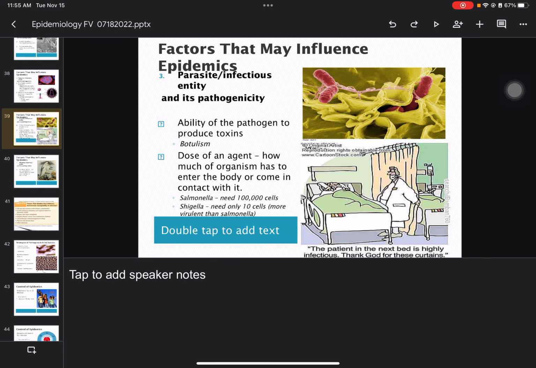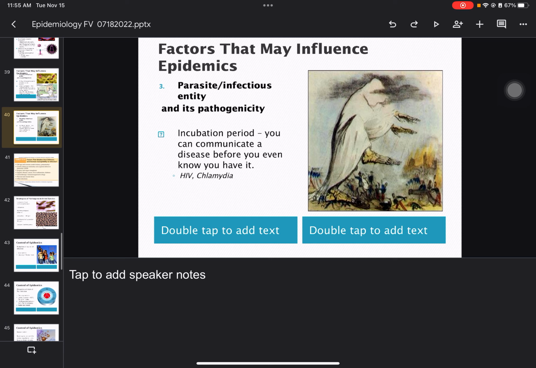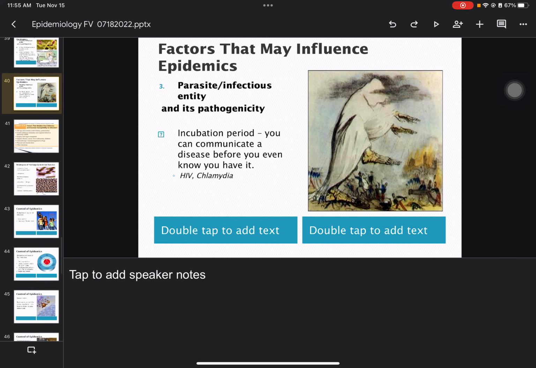So its ability to produce toxins, and the number or the dose of an organism you come in contact with. So for things like Salmonella, you need about 100,000 cells to get an infection, but for things like Shigella, only 10 cells. There's a reason Shigella did not show up in the lab. Very few. Only 10 cells. Incubation period is variable for everybody. Everybody's got a different immunology and a different physiology. So what might only need 2 days to manifest in somebody might take a week to manifest in somebody else.